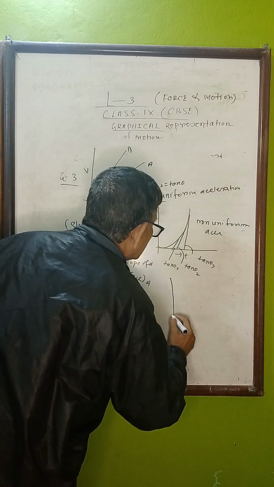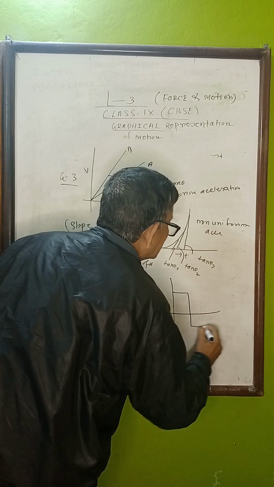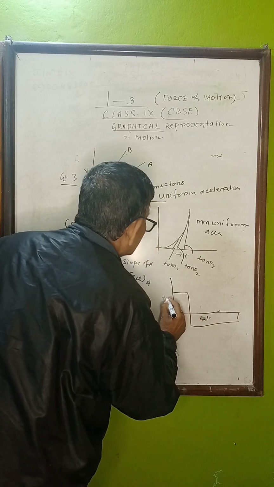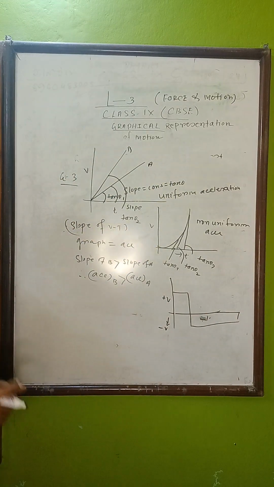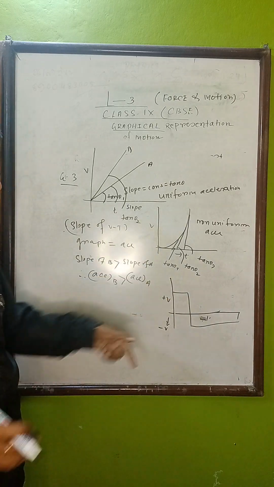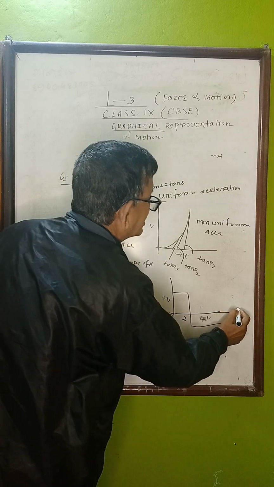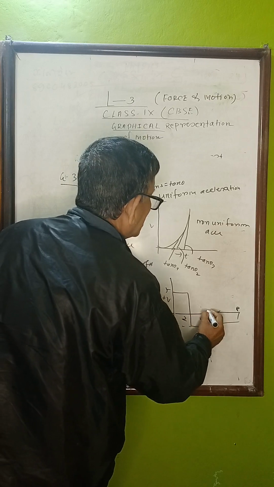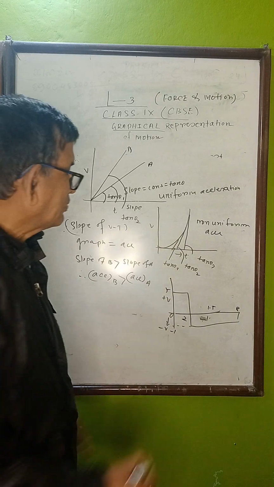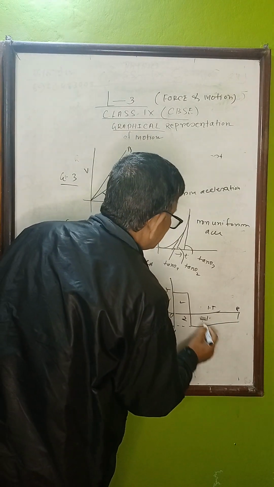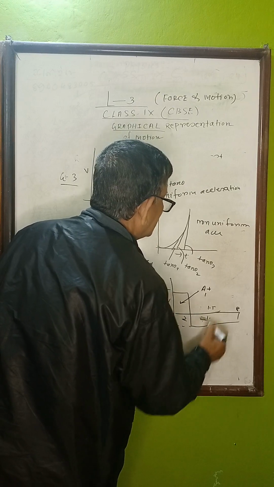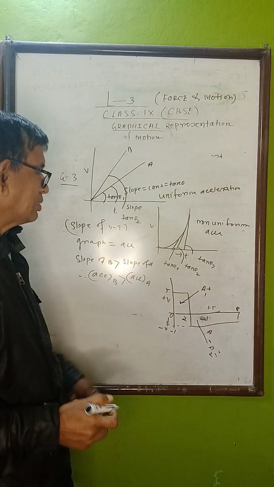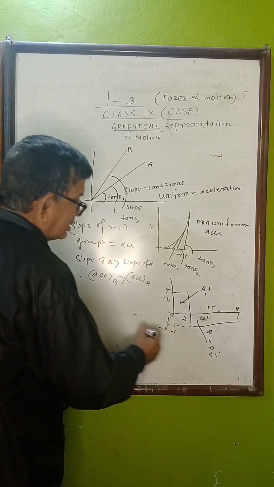Now in the VT graph, suppose you are measuring area. Velocity is a vector quantity: positive velocity upward, negative velocity downward, and time suppose 0 to 2 seconds. If you calculate the area, there is a positive area A1 and a negative area A2. So the net area will give you the displacement.